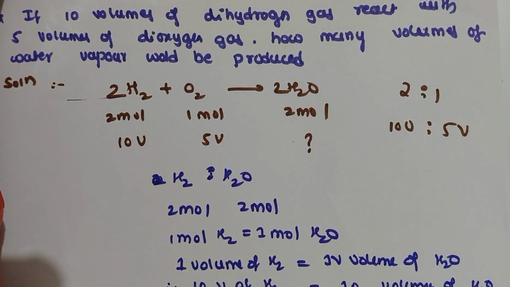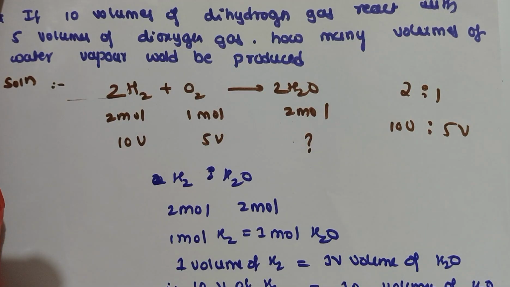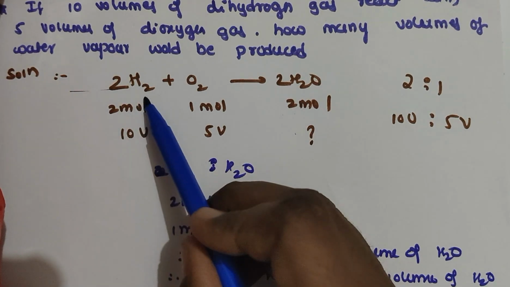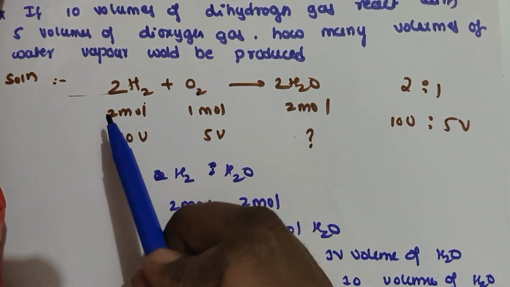Again, first we have to write the balanced chemical equation. Here the reaction between dioxygen and dihydrogen: H2 plus O2, both react to form H2O. On balancing we get what?